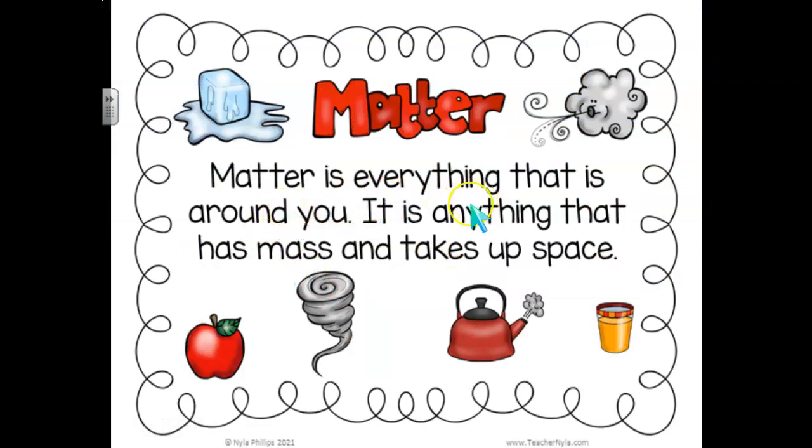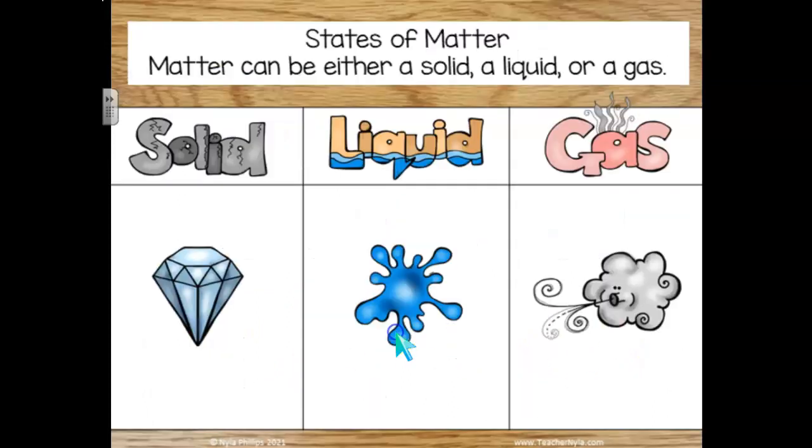Matter is everything that is around you. It is anything that has mass, that means weight, and takes up space. All right, just like ice, wind, apples, even tornadoes, steam, and orange juice. Matter can be either a solid, a liquid, or a gas.